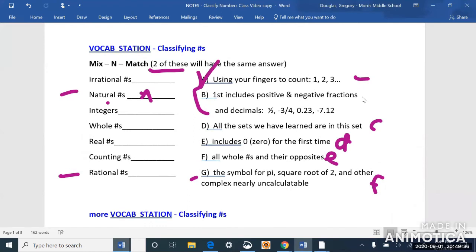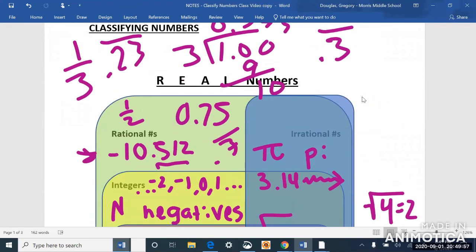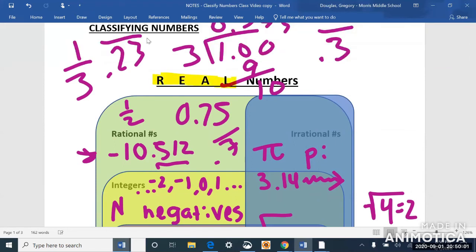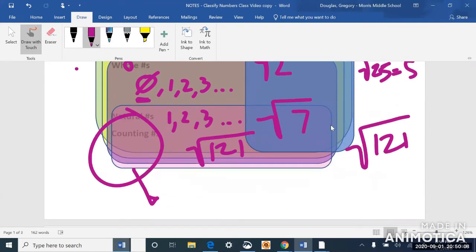B, first includes positive and negative fractions and decimals. Well, guys, we just did that. Fractions and decimals are in the biggest number set, the rational numbers. So B is going to be down here. D, or what should have been C, all the sets we have learned are in this set. I don't know if I said that very quickly, but real numbers. Real numbers is the whole thing, guys, okay? All right, real numbers. Let's move along.